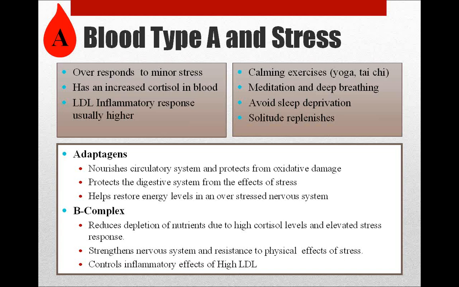A's are not your type that are going to go to the wall and say, okay, I'm going to do this, I'm going to lift these weights, I'm going to just push myself. They're not adrenaline junkies, they're more anxiety prone. So the B can help strengthen the nervous system that way and control some of the high cortisol.